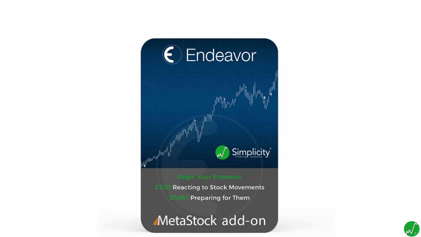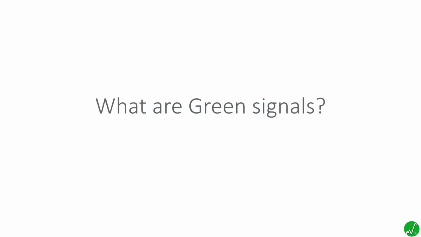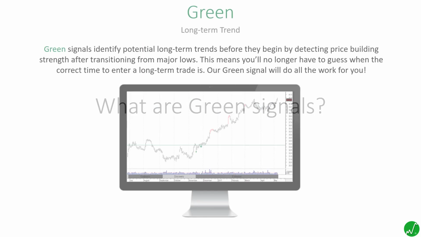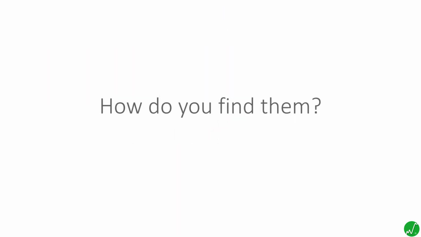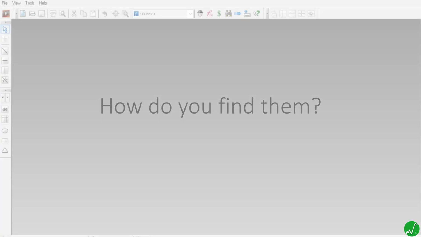Now, let's get started. So, what are green signals? Well, simply put, green signals identify potential long-term trends before they begin, by detecting price building strength after transitioning from major lows. This means you'll no longer have to guess when the correct time to enter a long-term trade is. Our green signal will do all the work for you. So the question is, how do you find them?